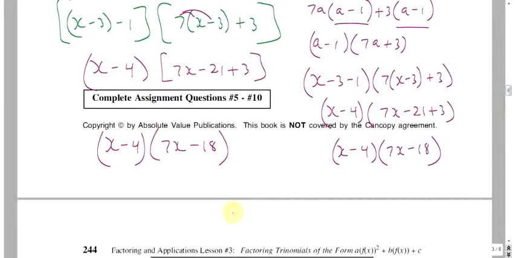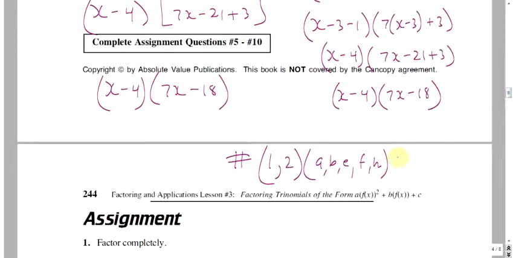Okay? 1 and 2, A, B, E, F, H. I know 1 doesn't have an H, but 2 does, so, you know, figure it out. Okay, 3, 5, A and C. Then come back to 4.